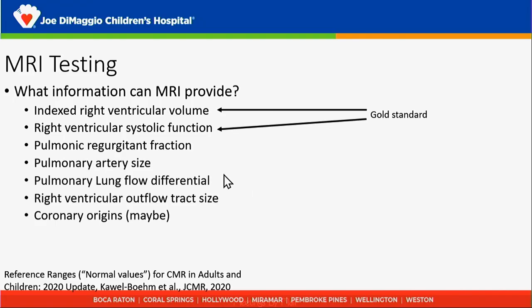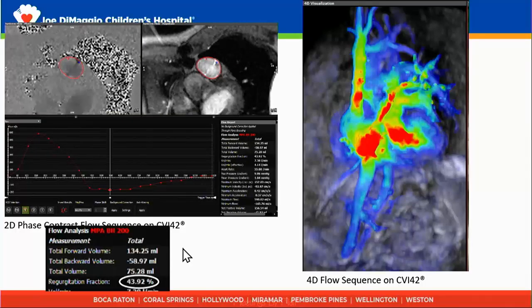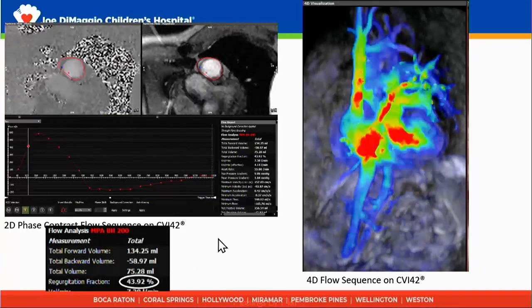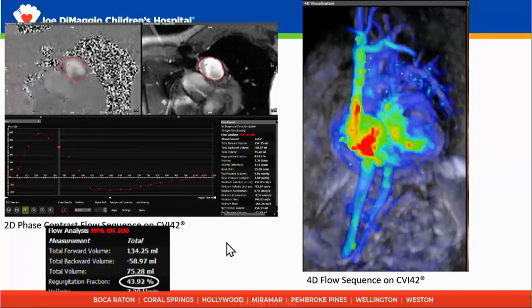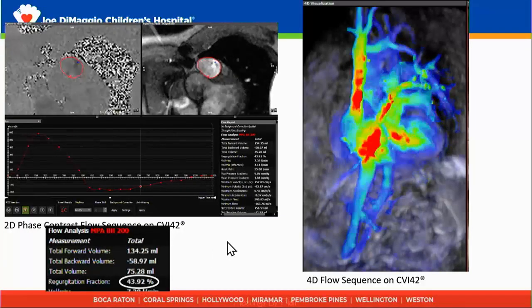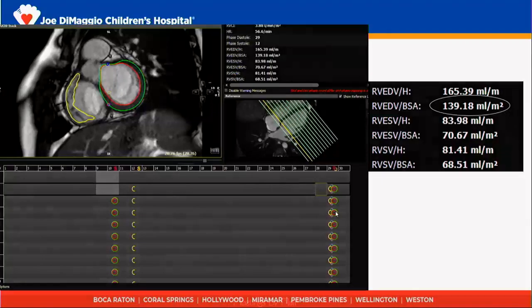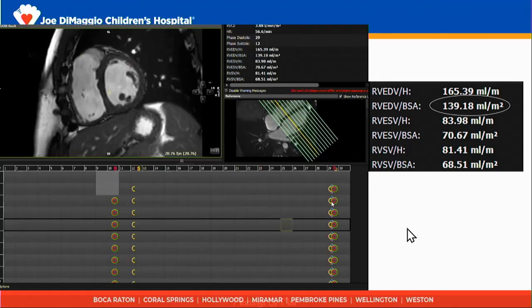However, you can also get other useful information that will help either in your surgical planning or cardiac catheterization planning. And here's some examples of that. So this is a 2D phase contrast example with post-processing, and you can see that this patient here has severe pulmonic regurgitation, and Dr. Little brought up 4D flow, and we do this in adult congenital heart disease as well, and you can calculate volumes using this as well. And this is an example here of a short axis stack where you can calculate RV volumes.